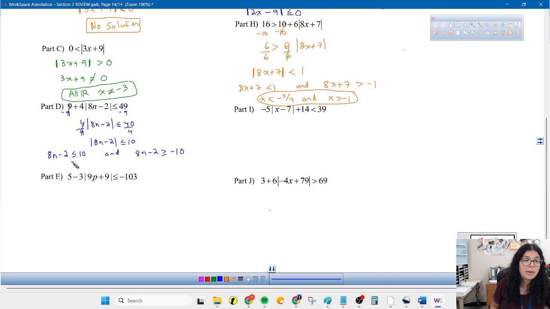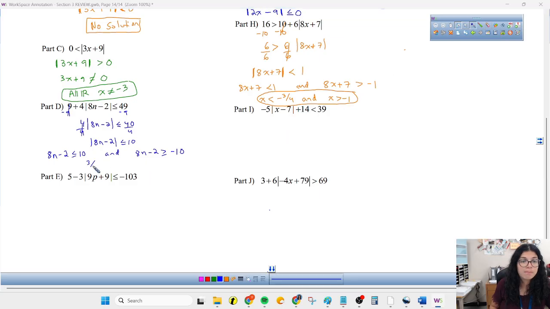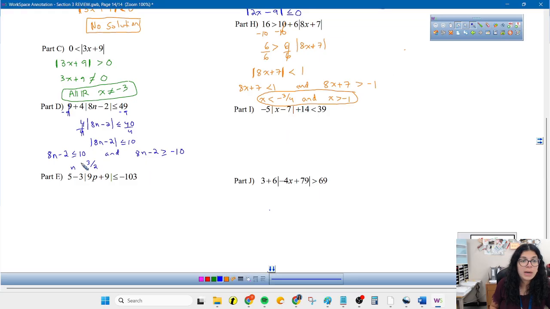So solving this one on the left, we would add 2, divide by 8, which is 12 over 8, which simplifies to 6 over 4. Just kidding. 12 over 8 would simplify to 3 over 2. So n has to be less than or equal to 3 over 2. And add 2, negative 8 divided by 8, negative 1. n has to be greater than or equal to negative 1.